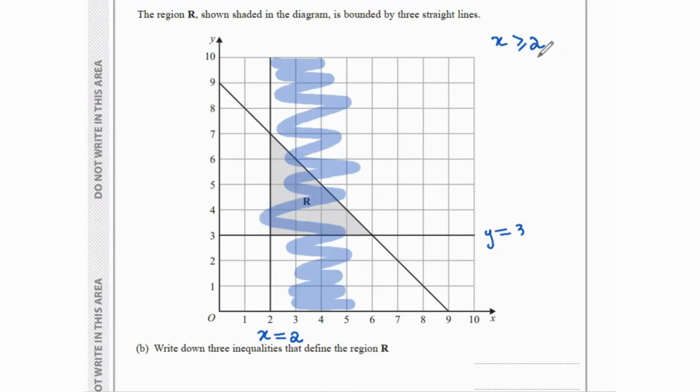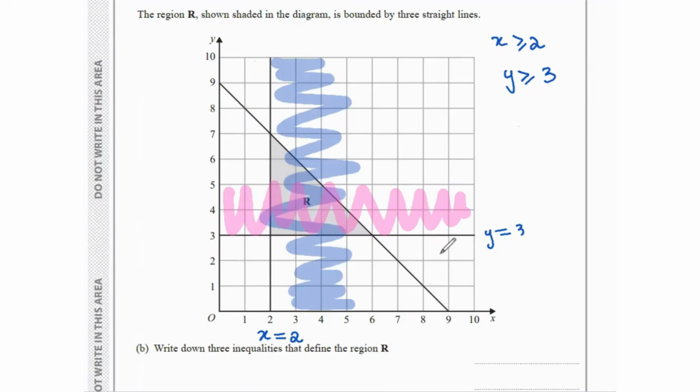The reason why it's not greater than, but greater than or equal to 2, is because the line is a solid straight line. If it was a dotted line, it would be just greater than. But since it's a solid straight line, we add the equal to sign. Then for y equals 3, the shaded region is above the line. Above the line, if you notice, the values of y are increasing. It's going from 3, then 4, then 5, 6, and so on. So that means this is also going to be y is greater than or equal to 3.